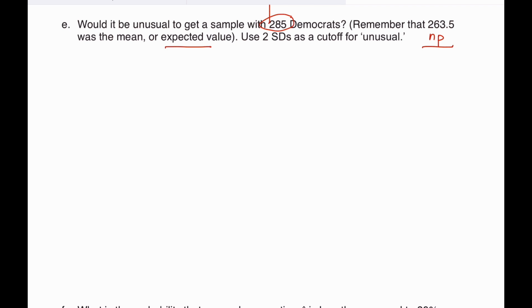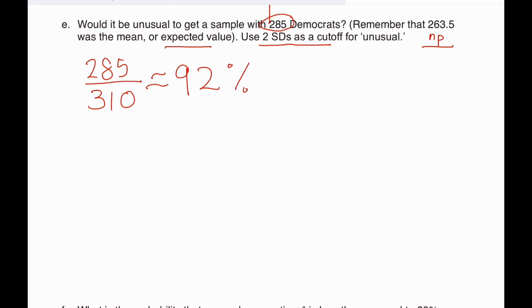In other words, is that more than 2 standard deviations above the mean? You could find the z-score. That's one way to do it. And you can note that 285 over 310 is about 92%. If you think about it, that is more than 2 standard deviations above our mean.